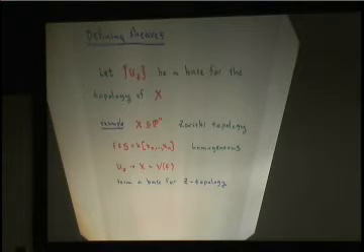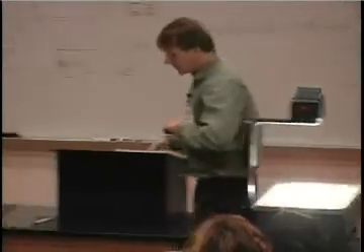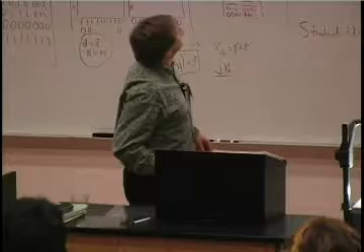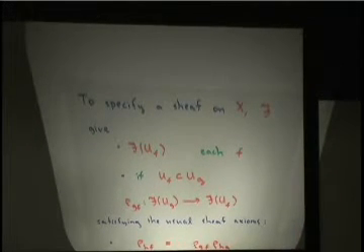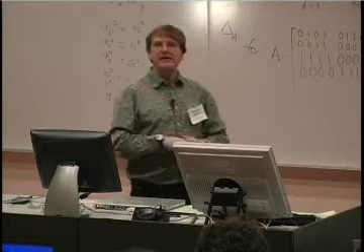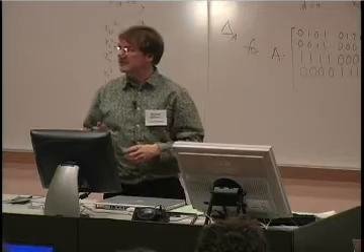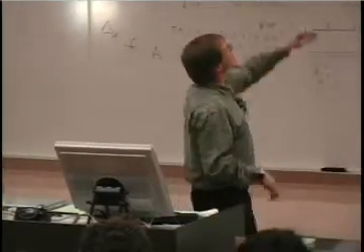Now, to specify a sheaf on X, let's call the sheaf F, you have to give certain pieces of information. This is slightly different. If you read Hartshorne, he gives a concocted way of getting it for every open set. But in fact, if you just restrict to these nice open sets, the U_f's, everything is a lot easier. So you have to give yourself a set F of U_f.